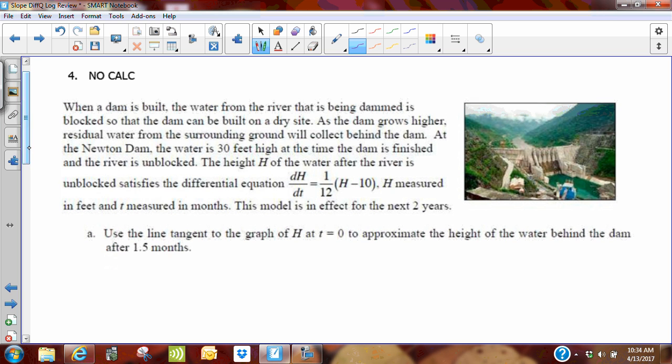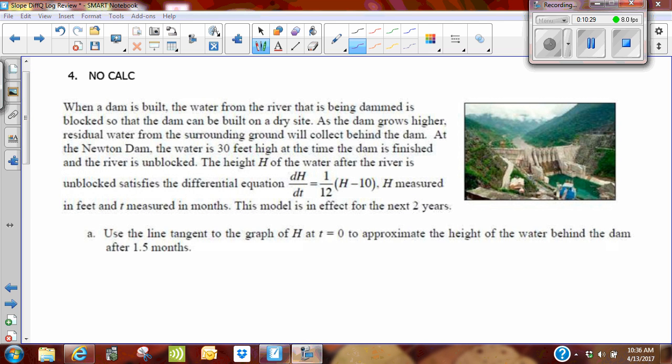This is a separable problem in disguise. So just read that question. 30 feet high. That's the initial condition. The height is given by this equation. So you have this equation here. The height of the water satisfies this differential equation. Height is measured in feet and t is measured in months. So that's a feet per month equation.